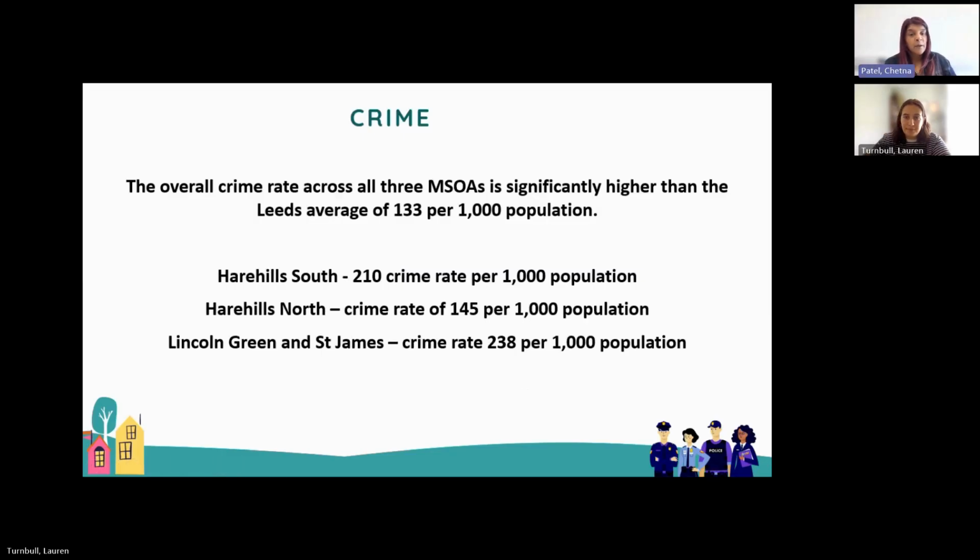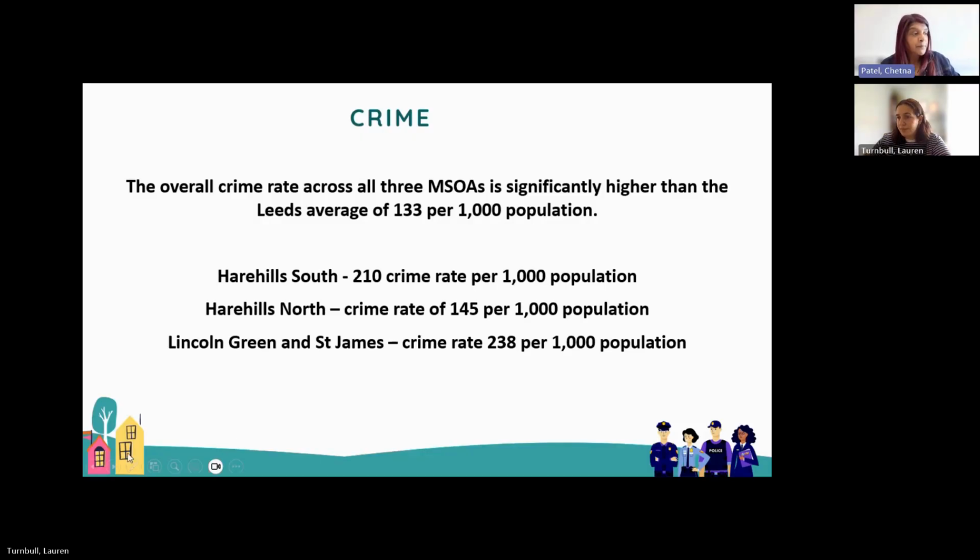Crime, again, we've already talked about this, but we have high rates of crime. Lincoln Green, St James has the highest rate out of those 3 MSOA areas, 238 per 1,000 population. In terms of crime, we've done a lot of work with the Clear Hold Build initiative. Those of you who work in the area will know about that, where we focused on crime and also serious organised crime gangs in the area. So there's been a lot of work that's happened there. We also have high rates of domestic violence and abuse in the area.